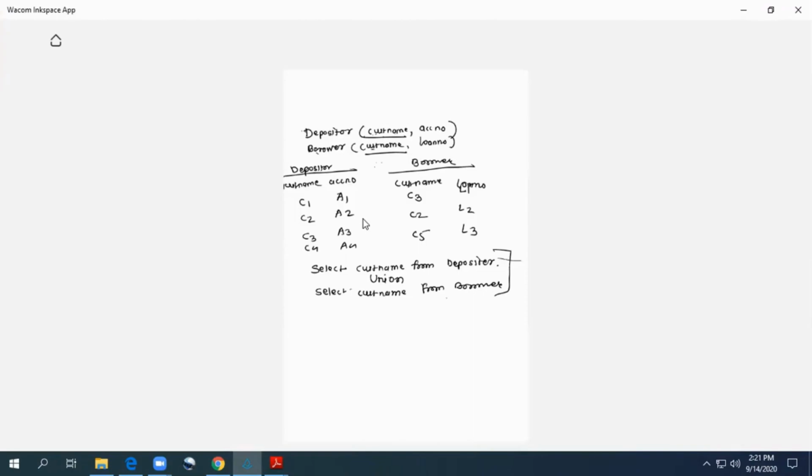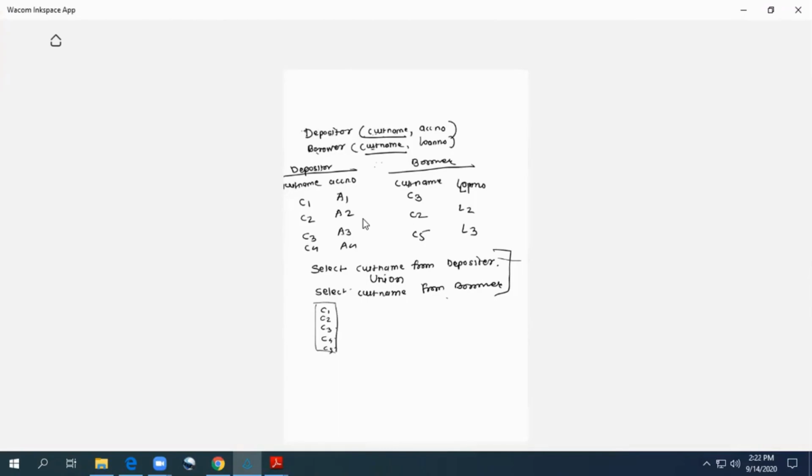And the result of this query will be, in my example, how many customers are there who have both accounts? The result will be C1, C2, C3, C4 and C5, right? C1, C2, C3, C4 are having an account in the bank. Then C3, C4, C5 are having a loan account in the bank. But out of this, C3 and C2 are having both in the bank, right? So this is the result of my query.